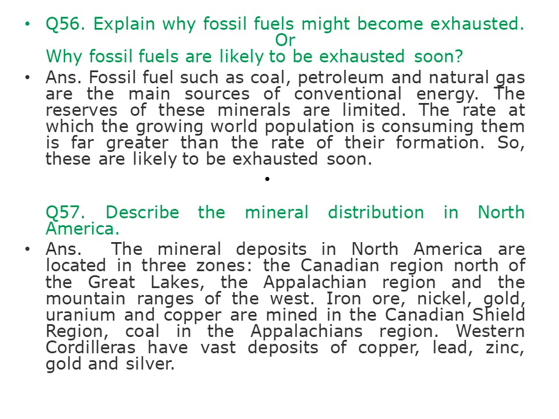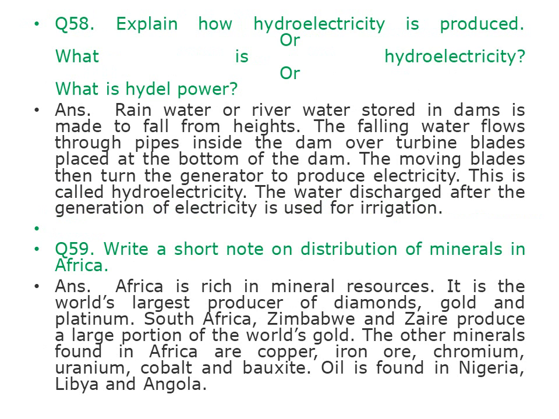Describe the mineral distribution in North America. The mineral deposits in North America are located in three zones: the Canadian region north of the Great Lakes, the Appalachian region, and the mountain ranges of the west. The iron ore, nickel, gold, uranium, and copper are mined in the Canadian Shield region. Coal in the Appalachian region, and the western Cordilleras have vast deposits of copper, lead, zinc, gold, and silver.